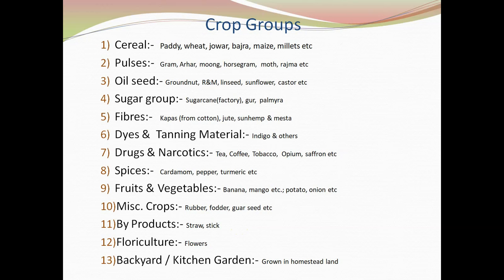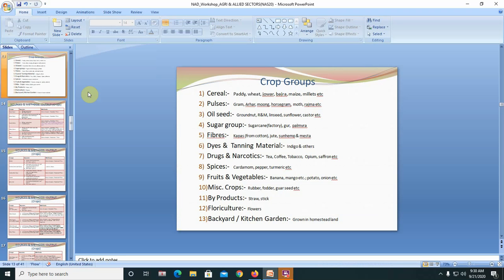Now, crop groups. There are 13 crop groups for which we are calculating gross value of output. First of all, cereals. In cereals, we are taking paddy, wheat, jowar, bajra, maize, millets, etc. Under pulses, we are taking gram, arhar, moong, horse gram, moth, rajma, etc. Oilseeds: groundnut, rapeseed mustard, safflower, sunflower, linseed, castor. These crops come under oilseeds. Under sugar crops, we are taking sugarcane from factory, then gur, palmyra.